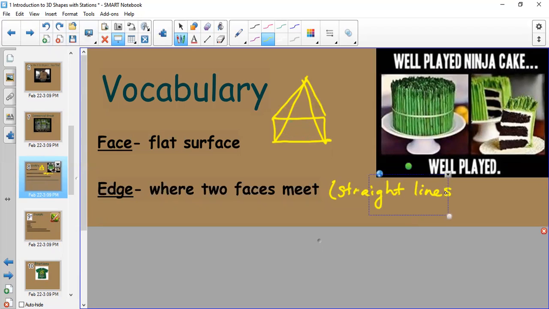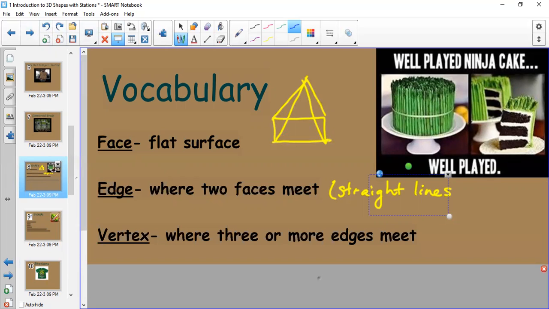So where the two faces meet, they usually create a straight line. So there's 1, 2, 3, 4 on the bottom, and then 1, 2, 3, 4 on the top. This one would have 8 edges.